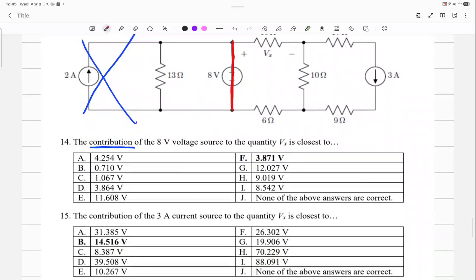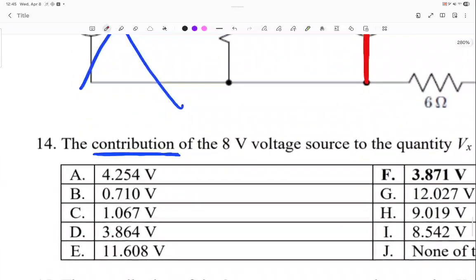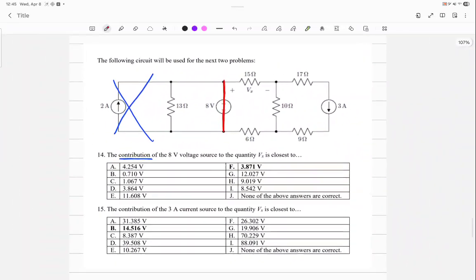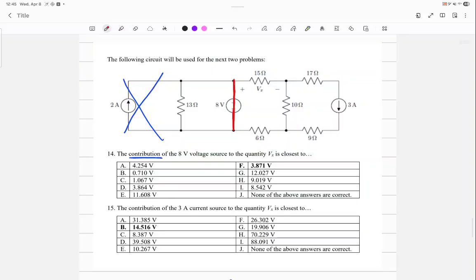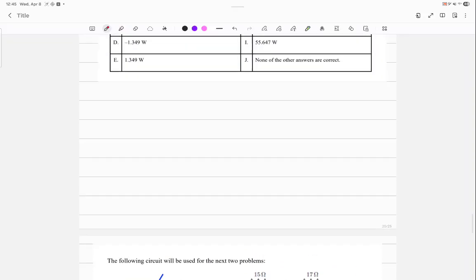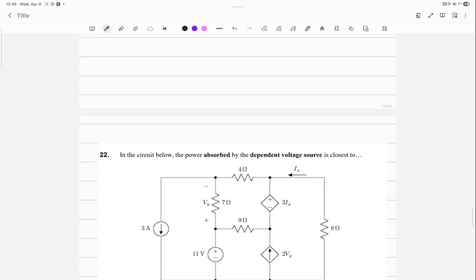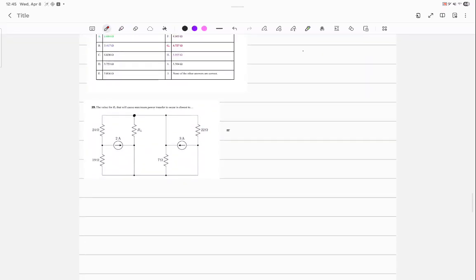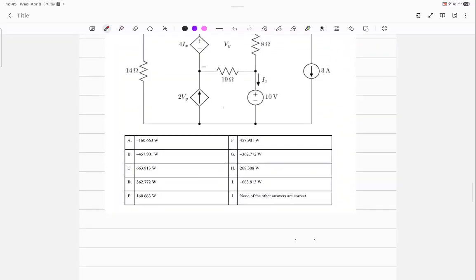This was superposition, as you can see, contribution, okay? That wasn't difficult. If you haven't already checked it, then I don't know why they are here, probably for last year.